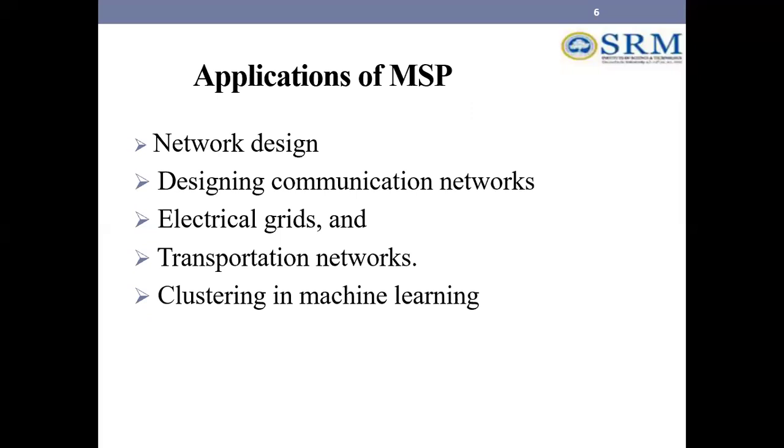And the applications of minimum spanning tree: it is used in network design, to find the shortest path including all the computers in the network. It is used in designing communication networks to find the shortest path from one node to another node, including all n vertices, electrical grids, transportation networks, clustering in machine learning. These are some applications of minimum spanning tree.